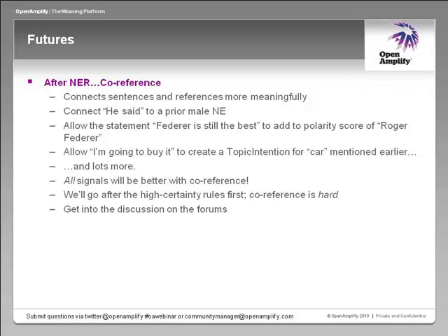After NER, we're going to start addressing something called coreference. Coreference is kind of one of the holy grails in natural language processing. It's an attempt to be able to connect sentences and references more meaningfully. So, for example, being able to connect "he said" to a prior male named entity in an earlier sentence, or allowing the statement "Federer is still the best" to connect to a prior definition of someone called Roger Federer, or allowing "I'm going to buy it" to create a topic intention for car, mentioned earlier, and lots of other things that we can do here.